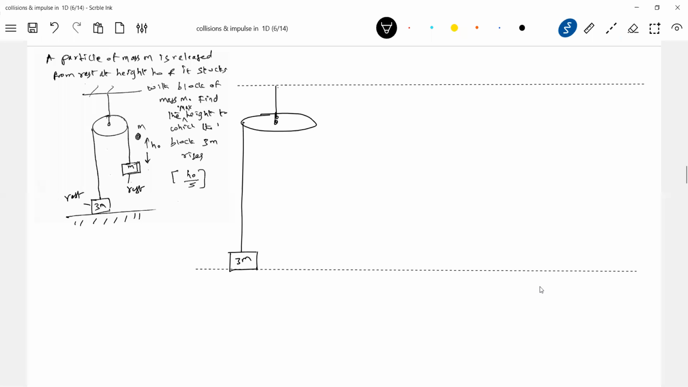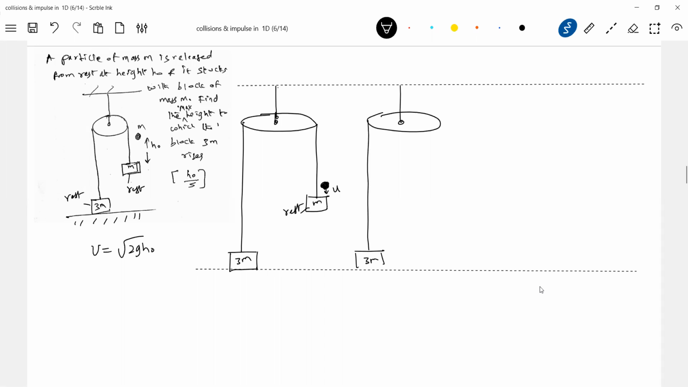So just before collision, this particle will have velocity, say u, where u is equal to root of 2g h naught, and this block is at rest. After collision occurs, then what will happen here? Then an impulse will be set up.